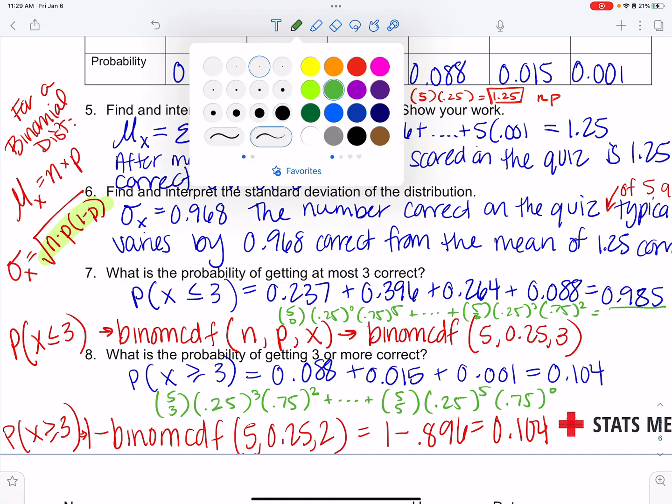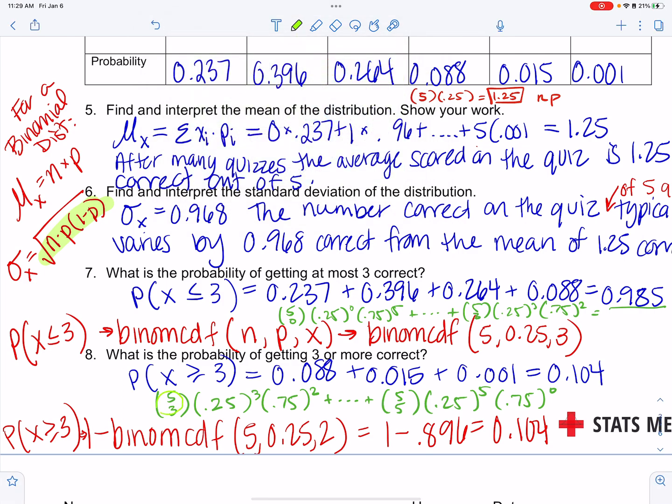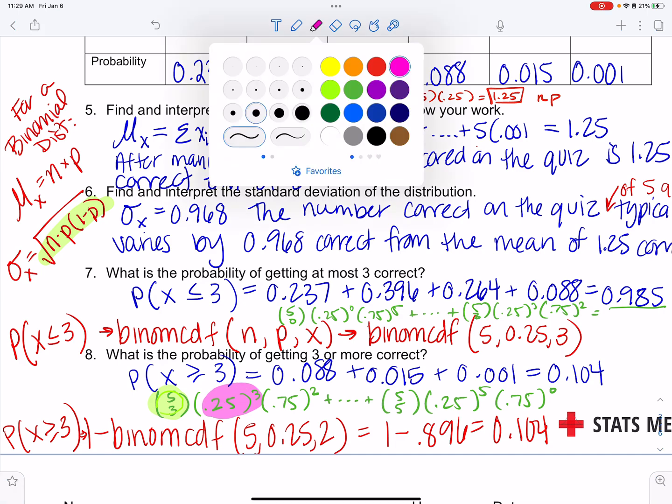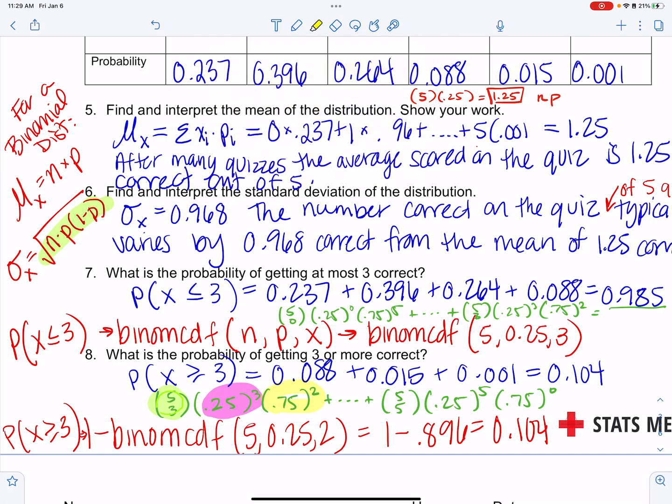Remember how we did it in the last lesson. If you can't remember the lesson, go ahead and review it. This one here is how many ways, this one here is the probability of success, and this one here is the probability of failure. Okay?